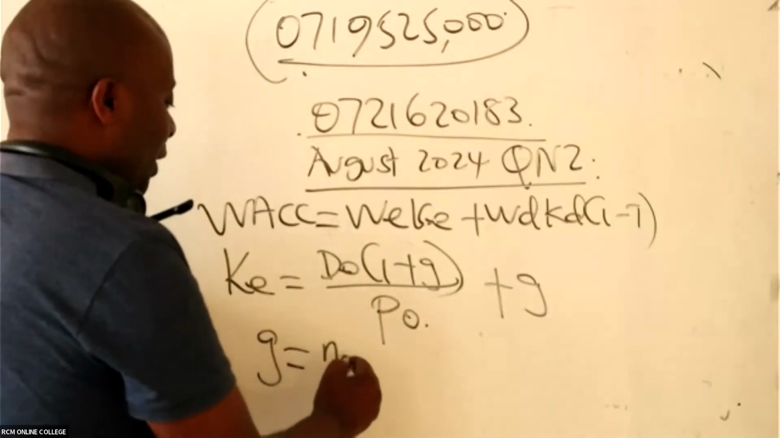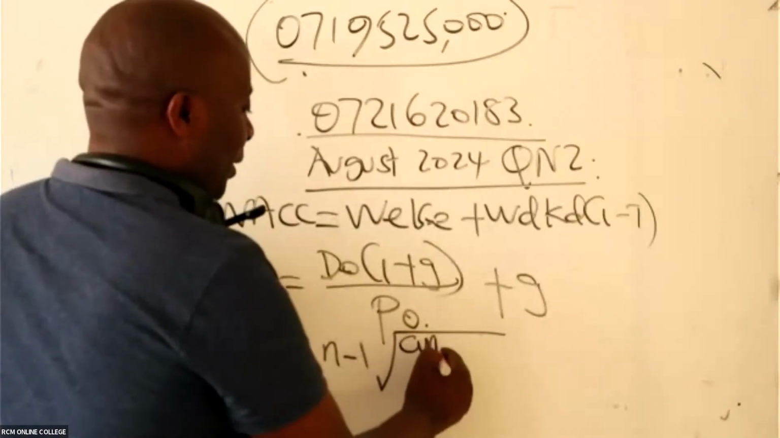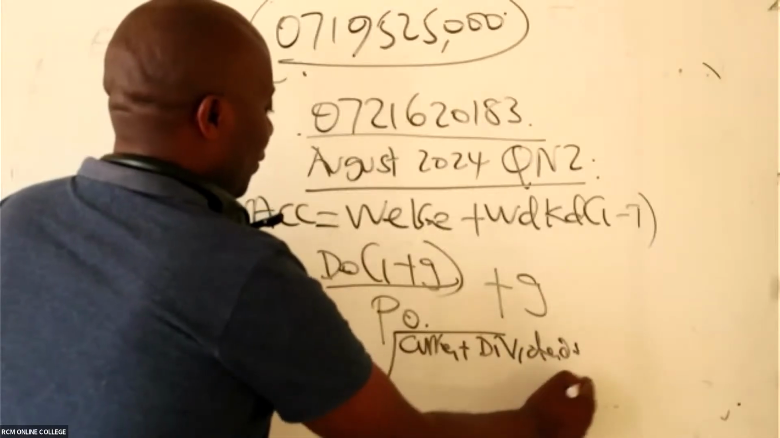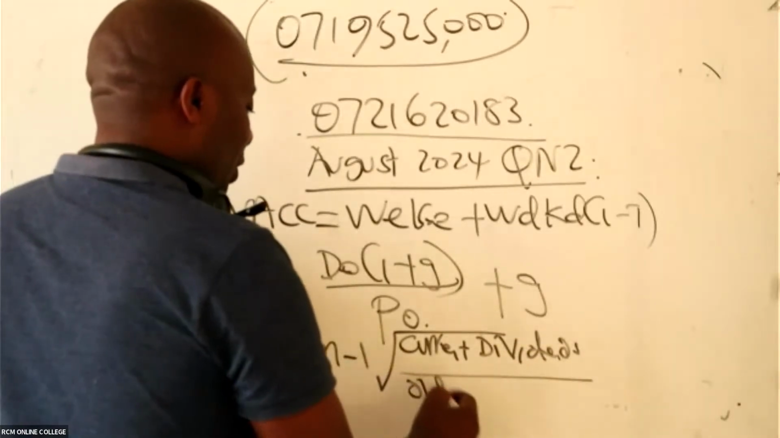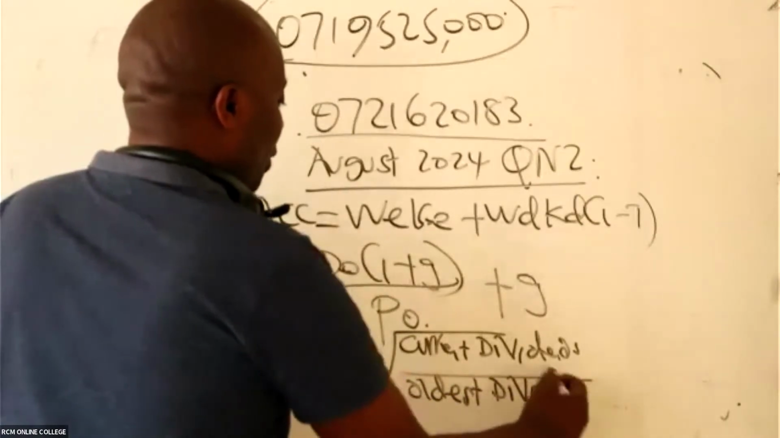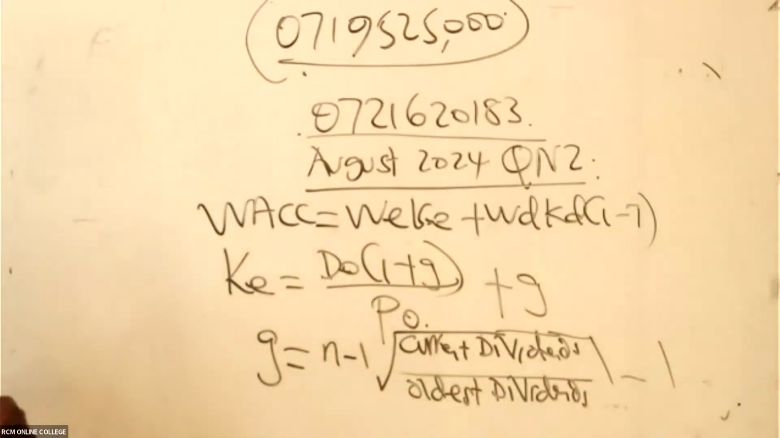How do we get G? It's the N-th root of the current dividend, all over, in this case, the oldest dividend. Whatever we shall get here, we shall come and take away 1.